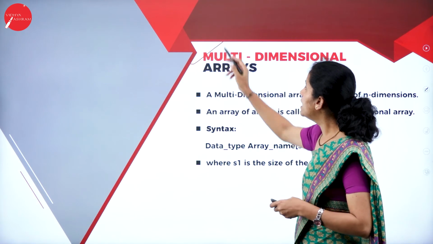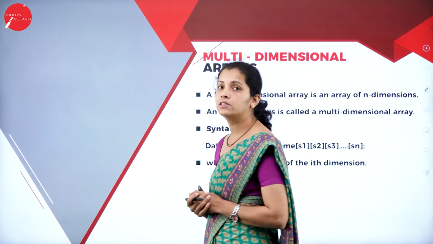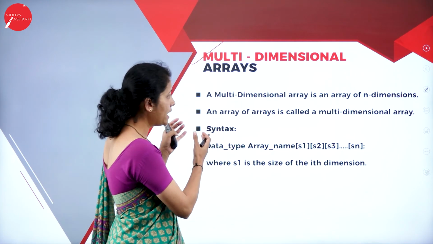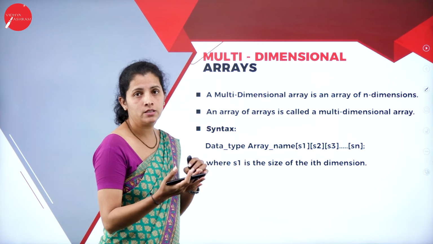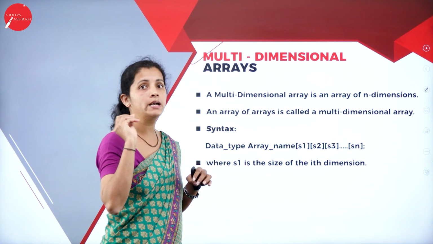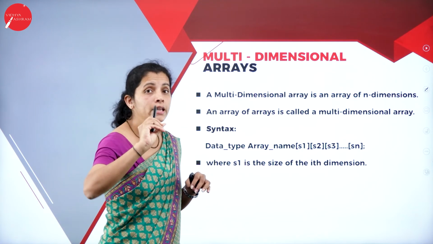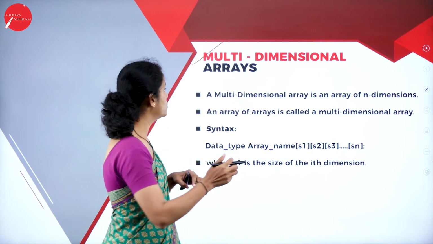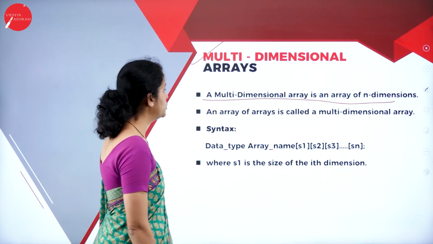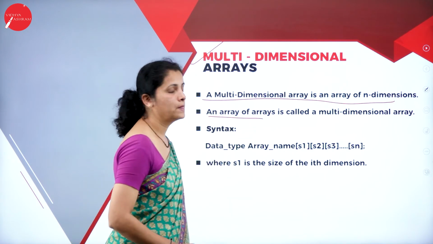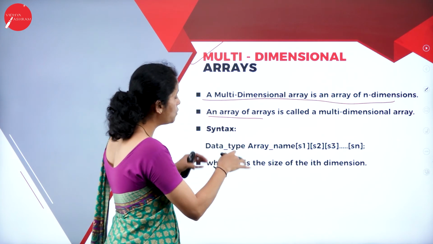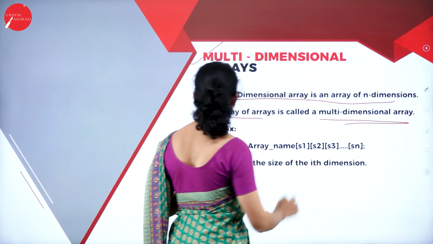Now, at the end, I'm going to cover the multi-dimensional array. So, what is a multi-dimensional array? It is nothing but an array in which I'm going to have n dimensions. So, what is D here? That is nothing but the index. So, here, I'm having n number of indexes. A multi-dimensional array is an array of n dimensions, an array of arrays. So, when I'm having one array, in that I'm having another array. It's also called a multi-dimensional array.